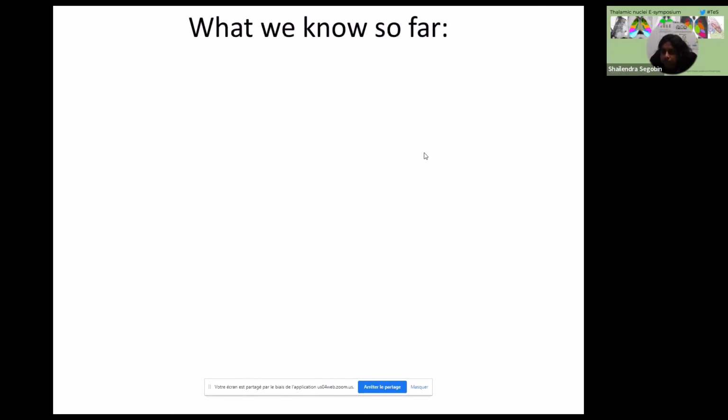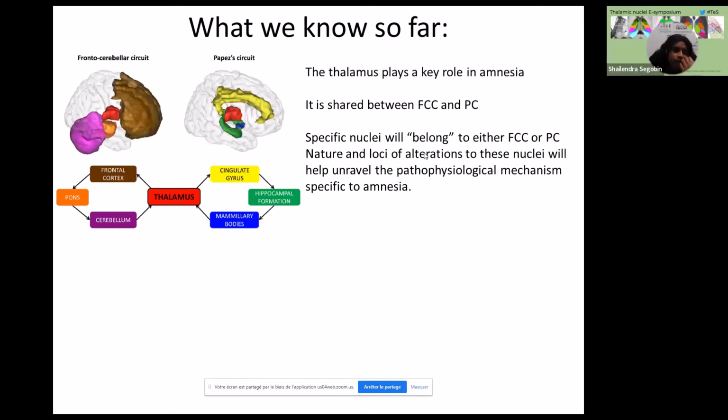So to recap what we know so far, and what we've been able to gather is that the thalamus plays a key role in amnesia, and that it is shared between the frontocerebellar and the Papez circuit, and that finding the specific nuclei which belong to either one or the other circuit will help us unravel the pathophysiological mechanisms specific to amnesia.